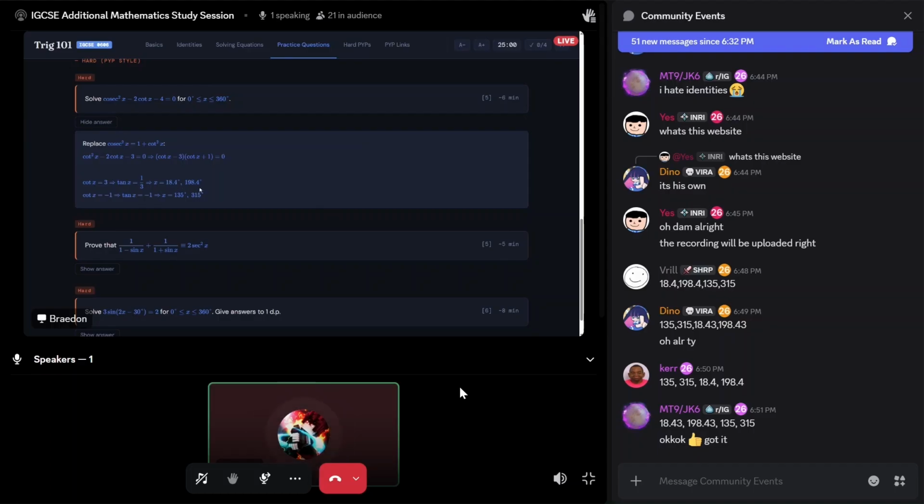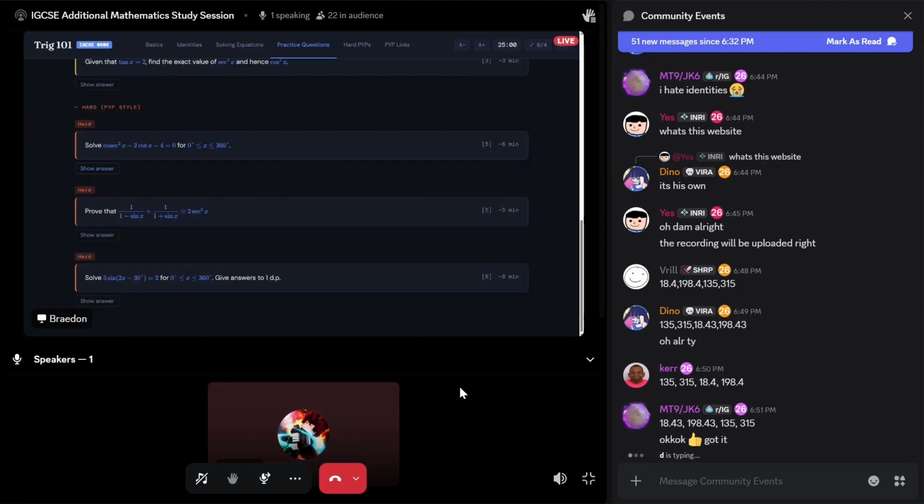I see basically all of you got it. Then for cot x equals -1. So 1 over -1 is still -1. So tan x equals -1. So another 2 answers. But this is negative, so the answers will be in quadrants S and C.